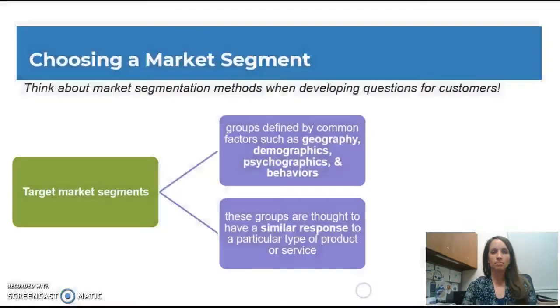and you can use this information that you get. All right, so choosing a market segment, you want to think about market segmentation when you're developing questions for your customers, because then you'll be able to better analyze the data afterwards. All right, so target market segments, these are groups defined by common factors: geography, demographics, psychographics, and behaviors. And you put people in these groups because they're thought to have a similar type of response to a particular product or service. You have limited resources when you're starting out a business, so you want to be able to focus those. Later on, companies might have multiple products or services or levels, but at least initially you want to target a specific target market.